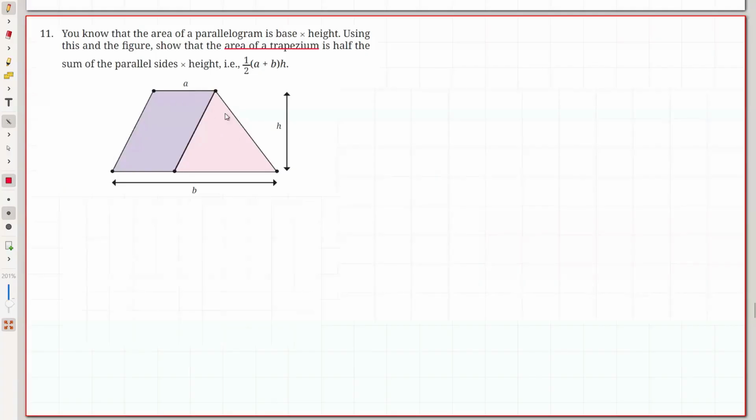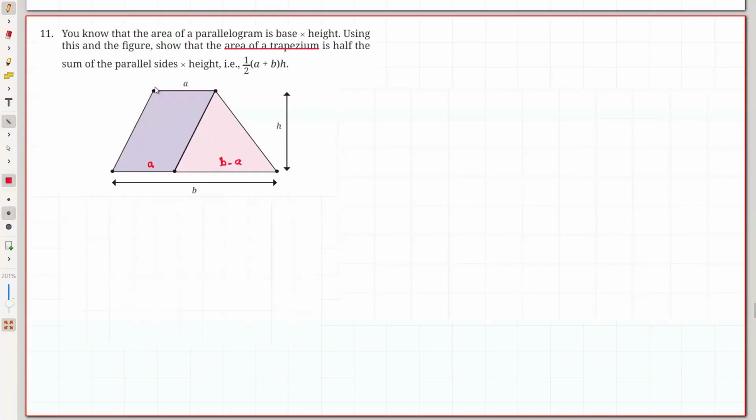The trapezium is divided into two figures. One is a parallelogram and another one is a triangle. We know that in a parallelogram opposite sides are equal. So here this is given as a, so the opposite side should also be a. The total base is given as b. Then what about the base of the triangle? The total is b, and this part is a, so this should be b minus a.